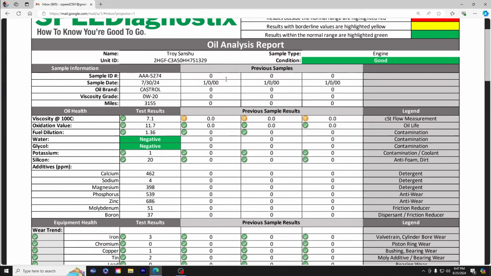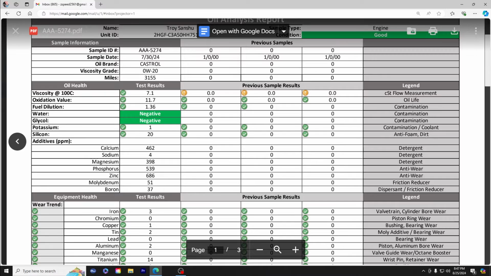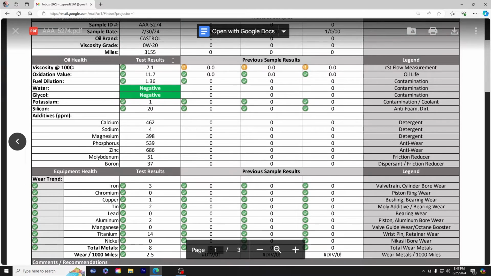Okay, when looking at this chart, the very first column on the upper left, you can see there's 4 columns, so you can have multiple samples, but we've just got one sample here at this point. We've got the sample ID number, the sample date, the brand, which is Castrol, the weight or viscosity grade, which is 0W-20, and then the total mileage on this sample, which is 3,155 miles. That's the first column there for you.